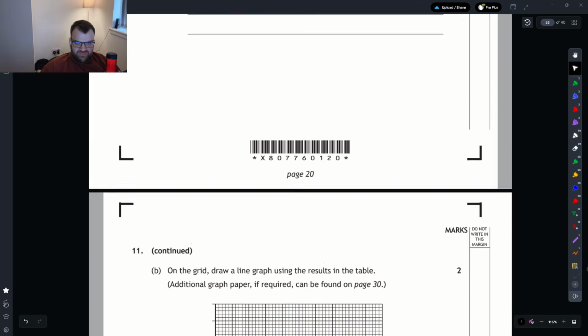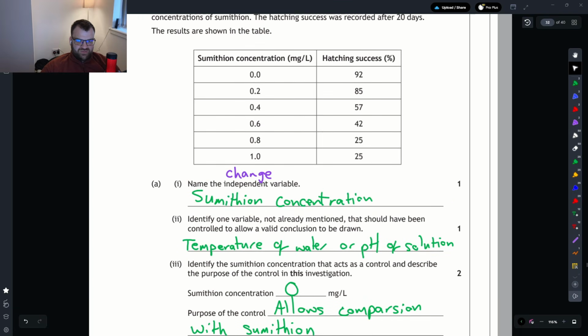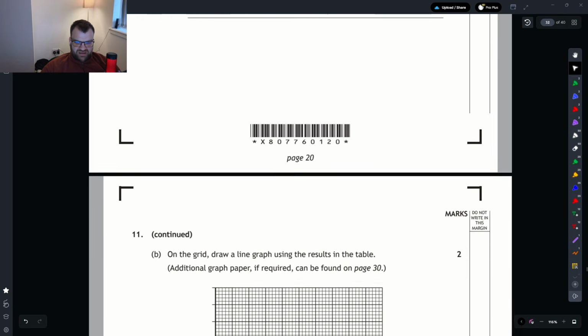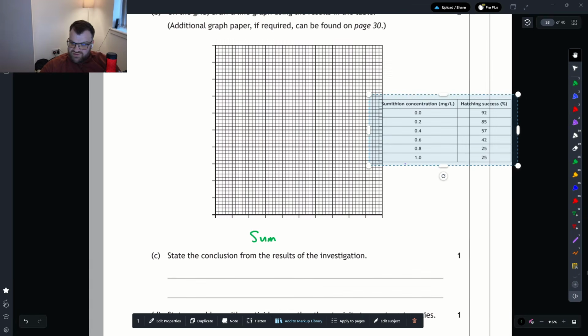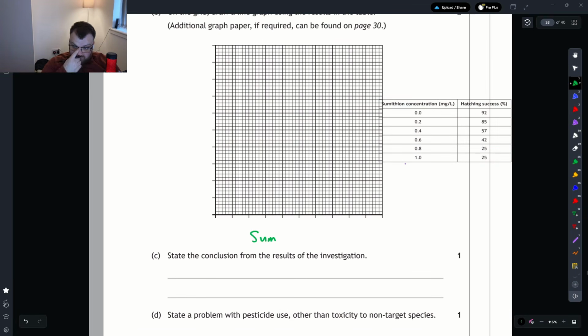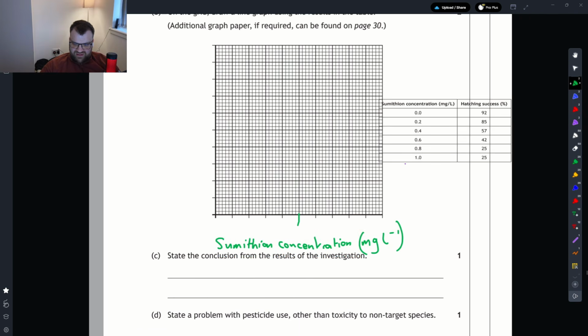Oh, lovely. Line graph. Right, along the bottom goes the left-hand column. Summethion concentration, milligrams per litre. I'll just drag the table with me. Okay, we need to go up to 1. Now, there are 10 boxes, it looks like. 1, 2, 3, 4, 5, 10. So, a nice wee straightforward number for us would be 0.1 each little box. So 0.1 all the way up.